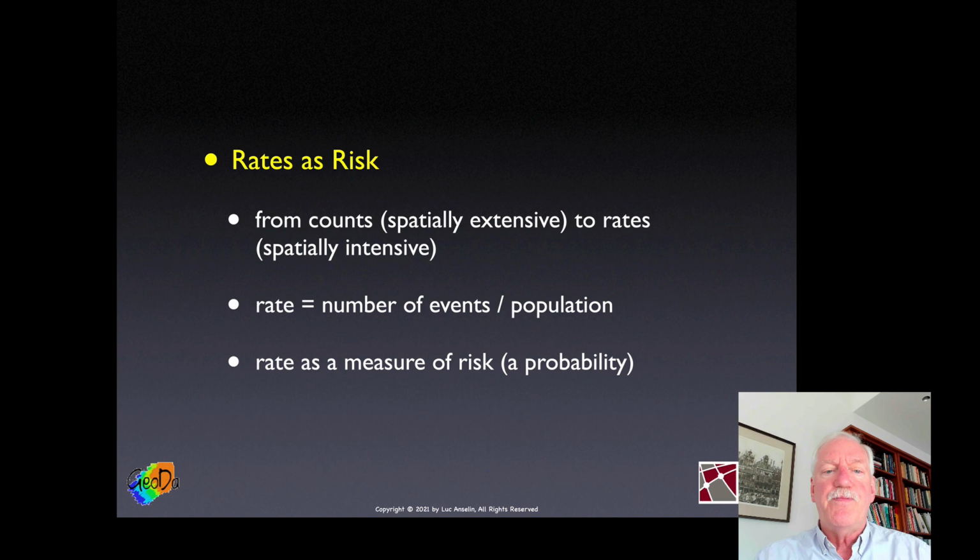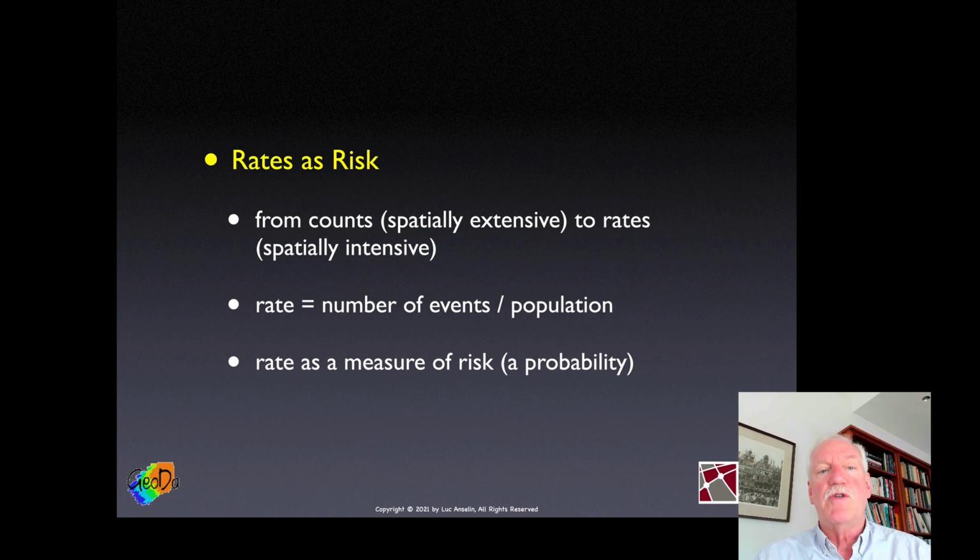So rates are estimates of risk, and we move from counts of events, which, as I referred to earlier, is a spatially extensive variable in the sense that the larger the area, the larger the number of counts one could expect. And we move from these counts to rates or proportions, which are a spatially intensive variable in the sense that it's corrected for the size of the population. So the rate is very simply the ratio of the number of events over the population, more specifically the population at risk.